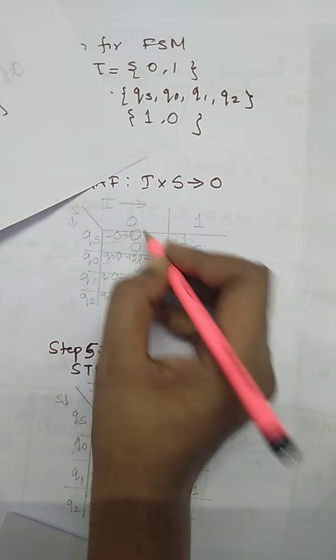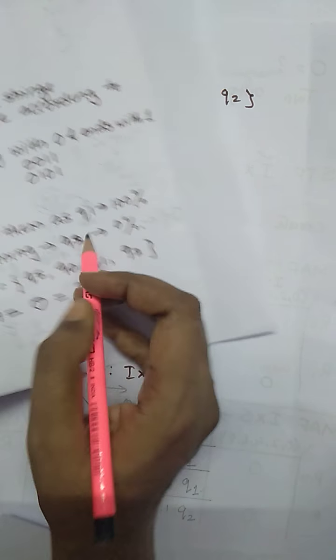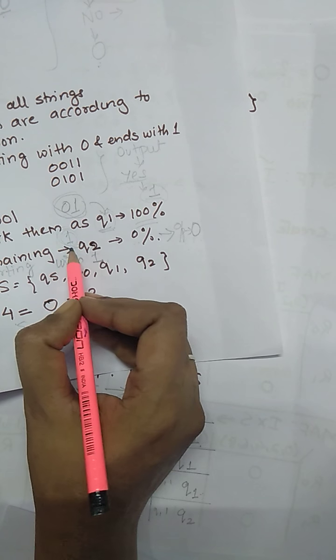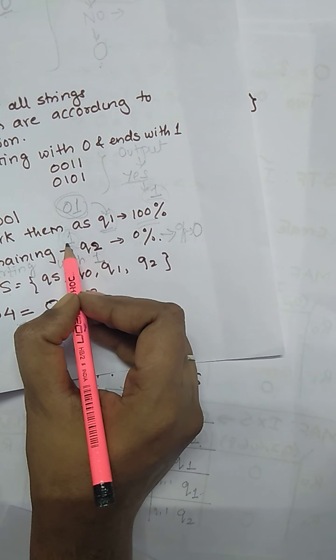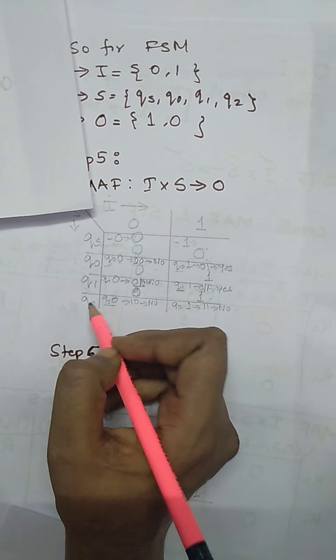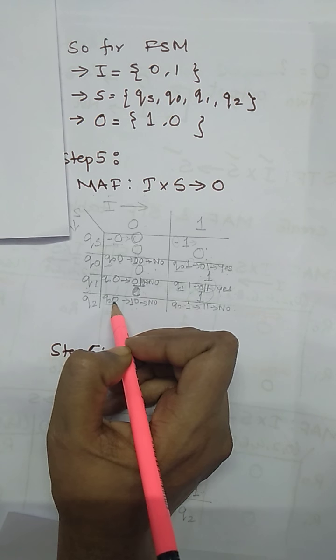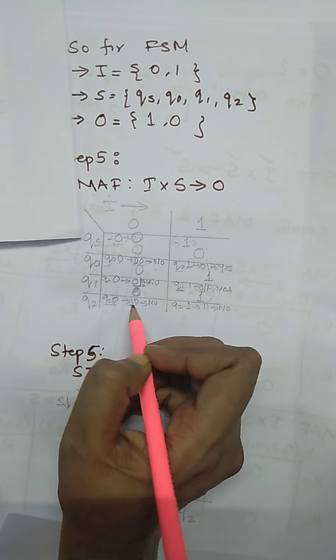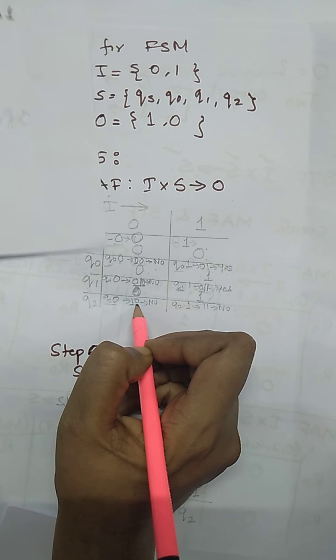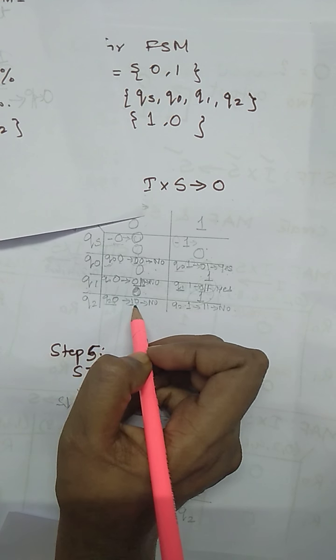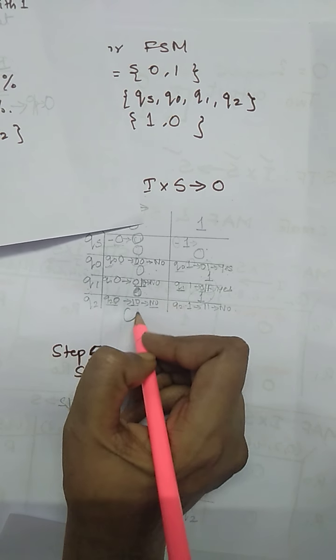Now Q2 with 0. What is Q2? Q2 is the state representing that the string has started with 1. So Q1 plus the next bit 0 will make 1 0. Is 1 0 accepted by our question? No, it is completely rejected. Output will be 0.